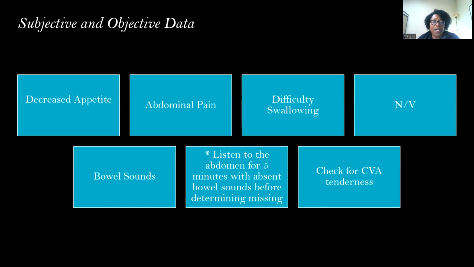So when we start gathering subjective information, we're going to ask about their appetite and their weight. How's their weight been? Has it been fluctuating? Are they having any kind of abdominal pain? In addition, we're going to ask about any difficulty swallowing. What's their dietary intake? Have there been any nausea and vomiting? Because we really need to know what the client's experiences are.